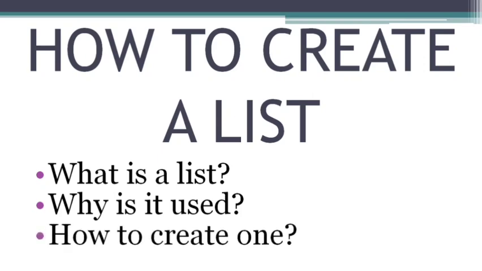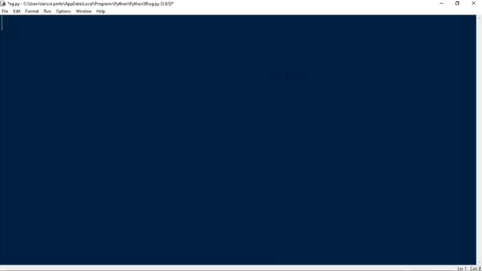Let's see now how to create a list. For that, we go to IDLE. This is how we write an empty list. It's just square brackets with nothing between them. So first I'll write ls. This is the variable which is an empty list.